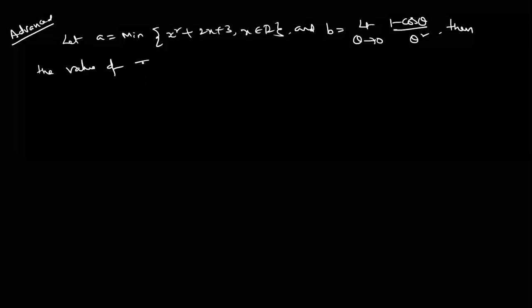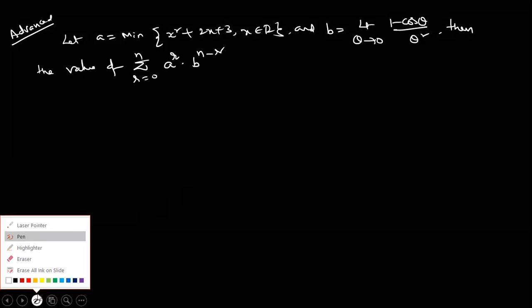sigma r running from 0 to n, a power r into b power n minus r. So how to solve this question?